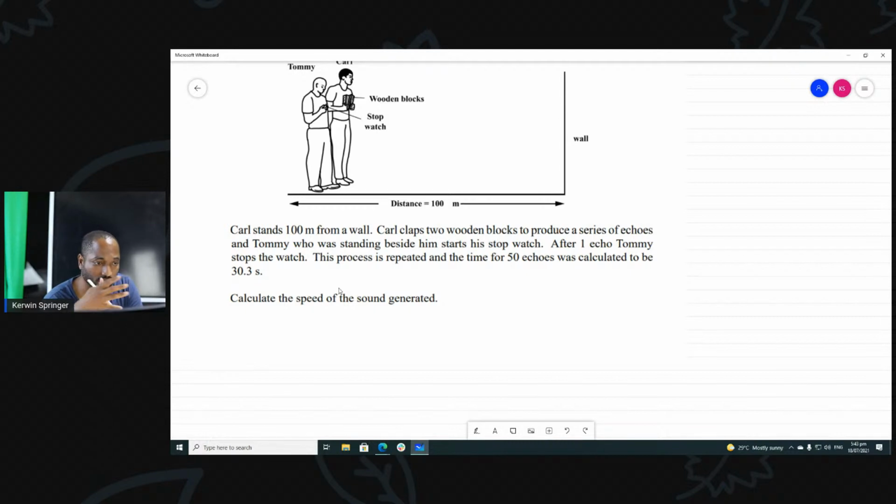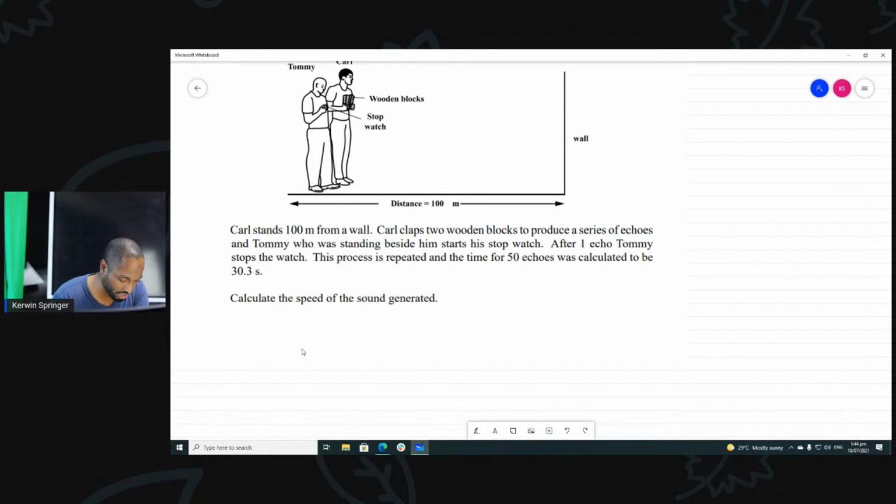So 50 echoes take 30.3 seconds. Now for an echo to happen, the sound has to hit the wall and come back. Clack. Clack. Every time you hear the echo, you hit it again. That's what he's doing in this lab, to produce a series of echoes. It's like you clapping with the echo until you get a nice little system, and then you start timing. So it had to be 100 times 50 times 2, because the sound has to hit the wall and come back.